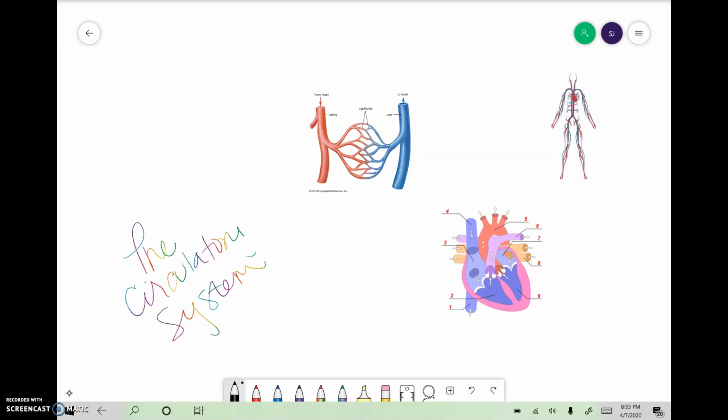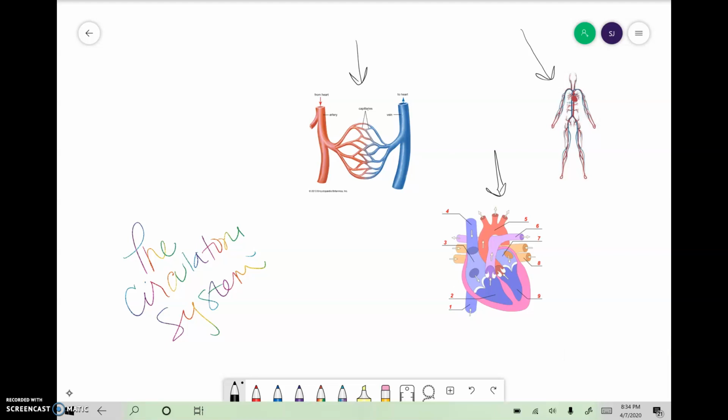Now let's talk about how we get this blood, nutrients, and waste around the body. And that is the circulatory system. And it is composed of the heart, which you see here. It's composed of blood vessels, which you see here on a smaller picture, and then blood vessels overall on a larger spectrum.